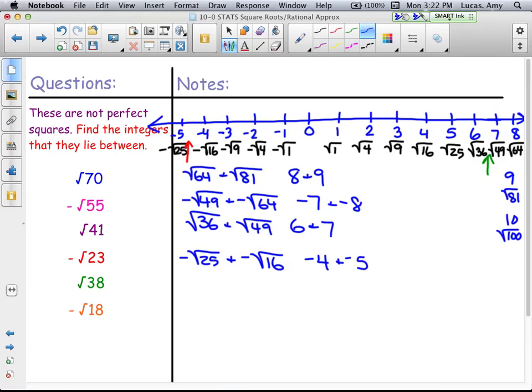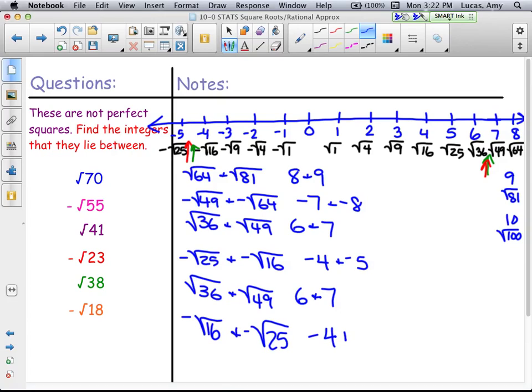The square root of 38 is going to be over here again. So it's between the square root of 36 and square root of 49. So 6 and 7. And then the negative square root of 18, here again. So between negative square root of 16 and negative square root of 25, so negative 4 and negative 5. So knowing your perfect squares is really important to being able to estimate which two perfect squares a non-perfect square is between.